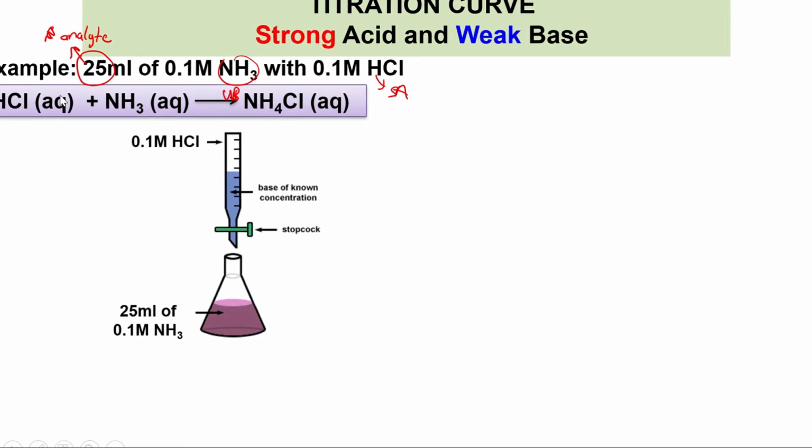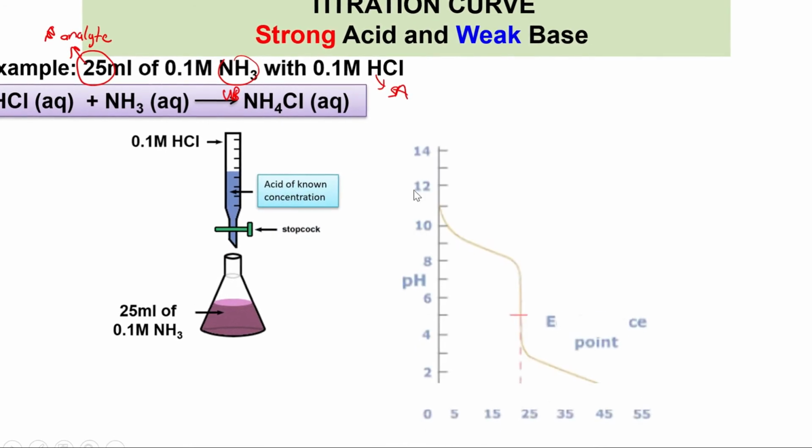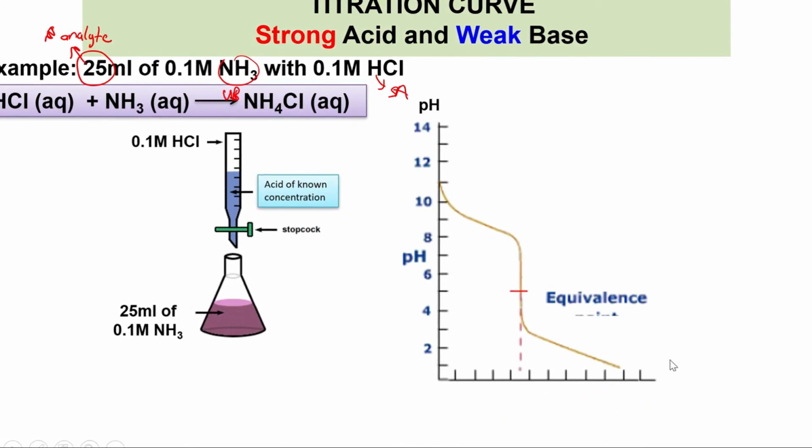So write down the neutralization equation first. 1 mole of HCl reacts with 1 mole of ammonia, forming NH4Cl aqueous. So this is the salt form. So how do you sketch the titration curve first, right? Draw the y-axis and also the x-axis. The y-axis represents the pH, meanwhile the x-axis represents the volume of titrant added. In this case it is HCl.